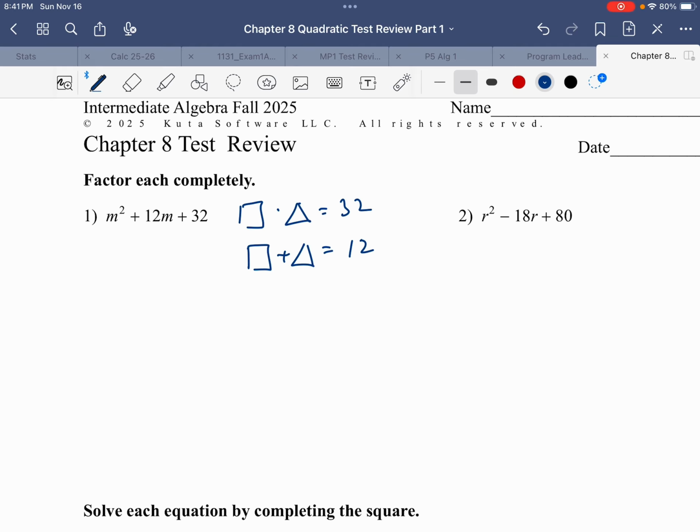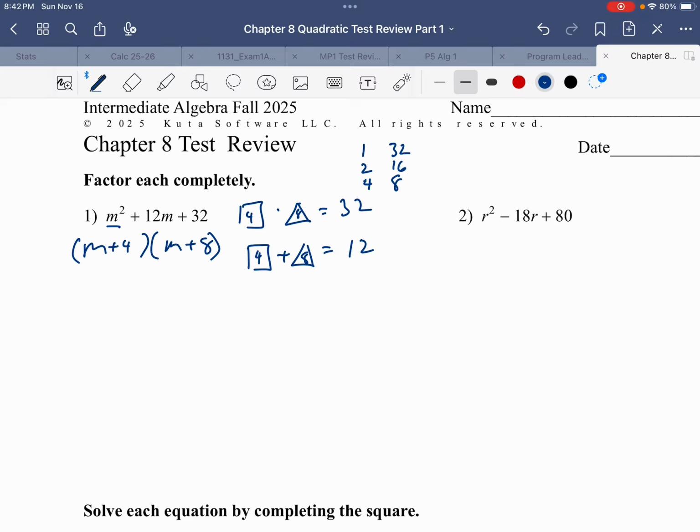With the 32 example, it's not too bad. We got 1, 32, 2 and 16, 4 and 8. So when I find those two numbers here, they're both positive, so we'll be writing plus 4 and plus 8. Our variable here is m, so it'll be m times m. If it were negative 4 times 8, then it would be m minus 4 times m plus 8.